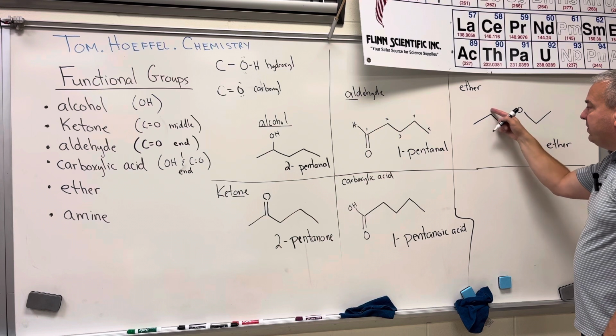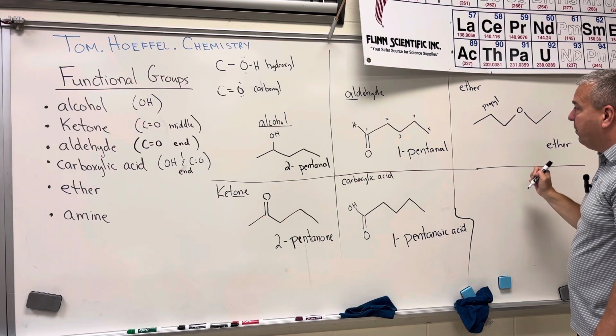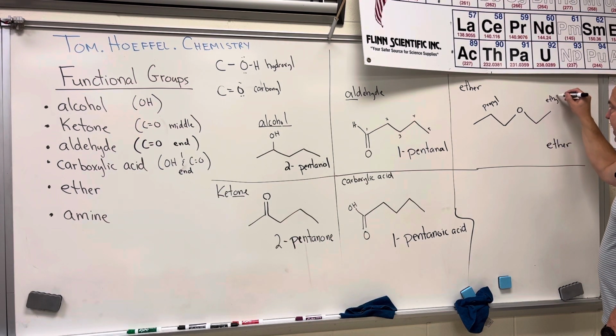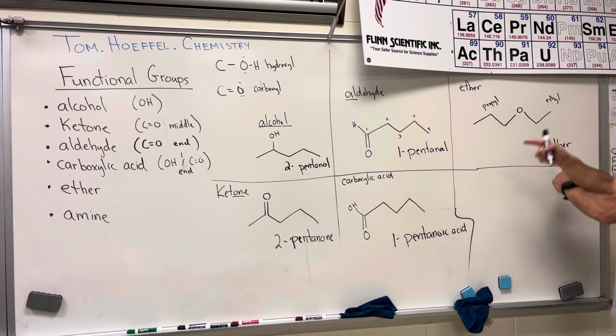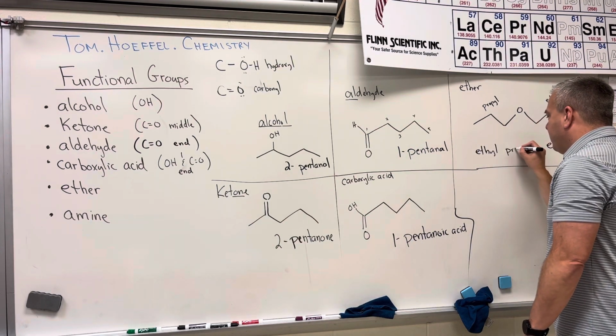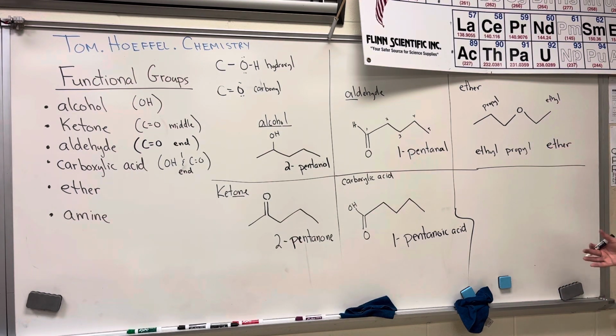There's 3 here, 1, 2, 3. And we're going to treat that like it's a side chain, so we're going to call it propyl. There's 2, so we'll call that ethyl. Remember, put them in alphabetical order. So we're going to call this ethyl propyl ether. And that's it. That's what an ether is.